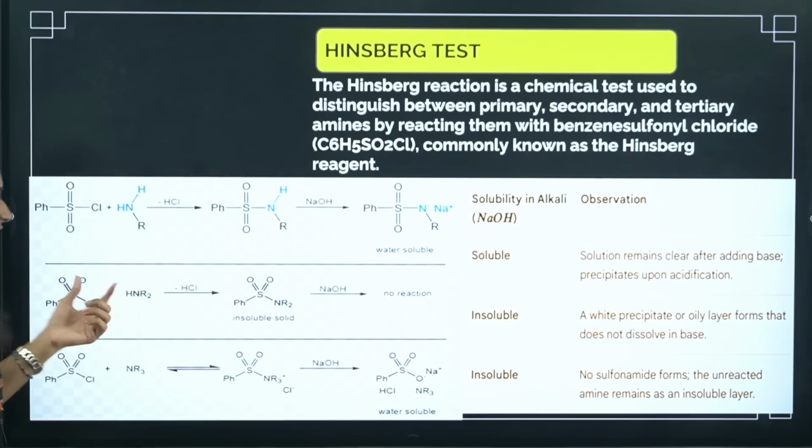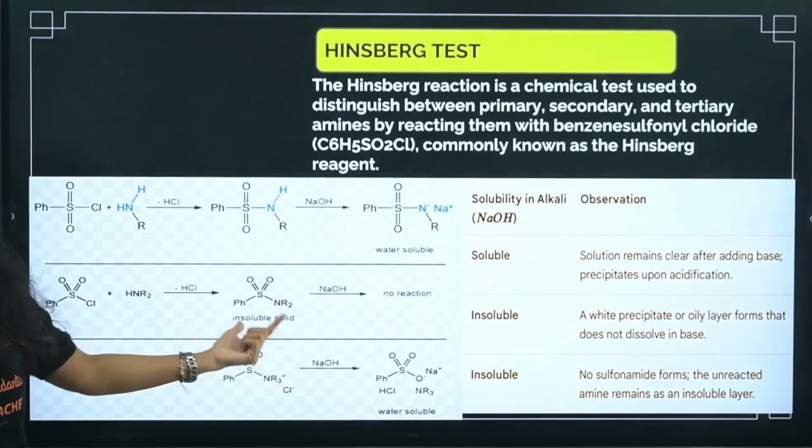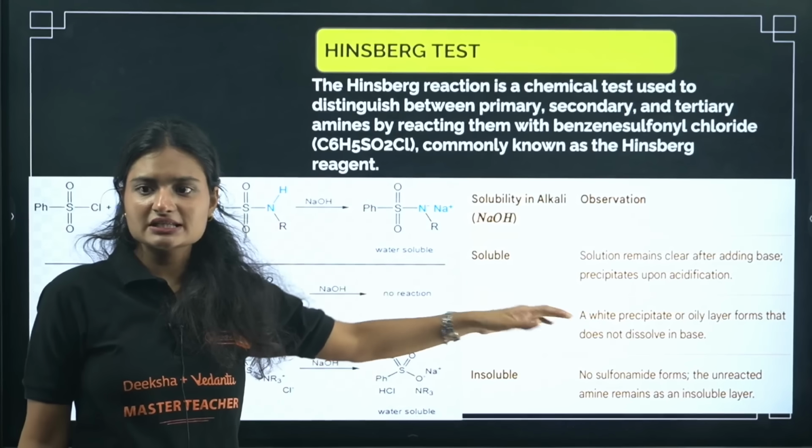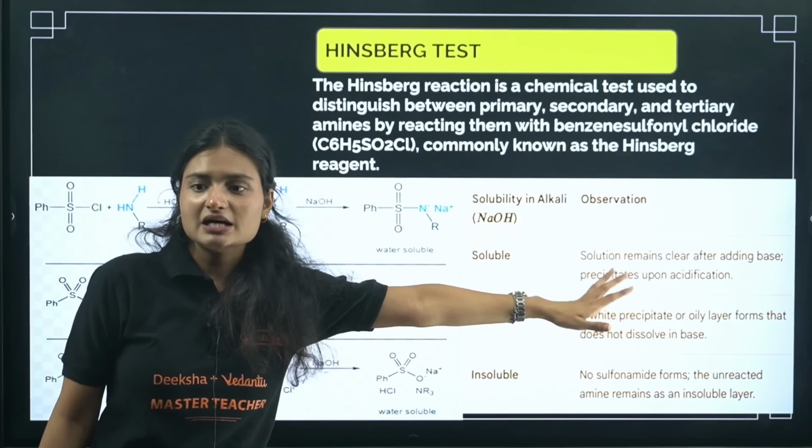In case of secondary amines, the reaction will happen till here, right? But after that, there is no hydrogen to react with the NaOH. There is no hydrogen, so there is no reaction. In this case, you will get a white precipitate, a white or oily layer.